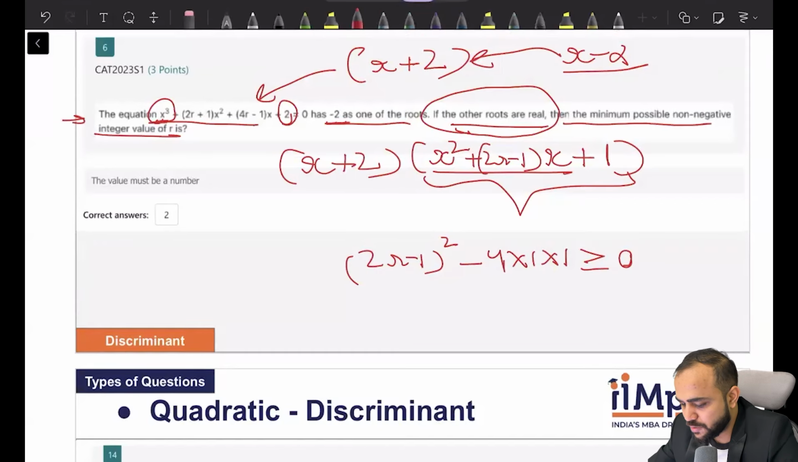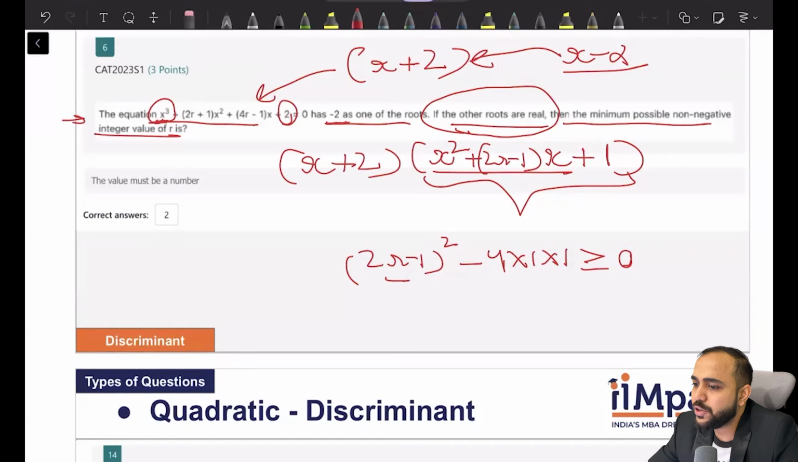I think you can just put it here, right? Non-negative integer. If you put 2, you'll get 4 minus 1. That is 3 square minus 4 greater than equal to 0. That is correct. But if I put r as 1, then you will get (2 minus 1) whole square, minus 4, which is 1 minus 4. That would not be greater than equal to 0.